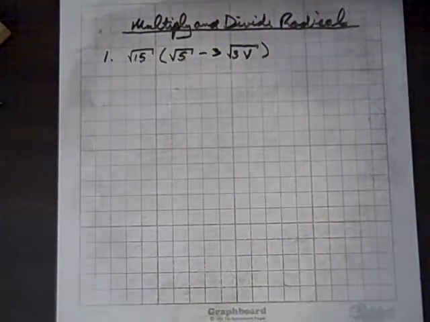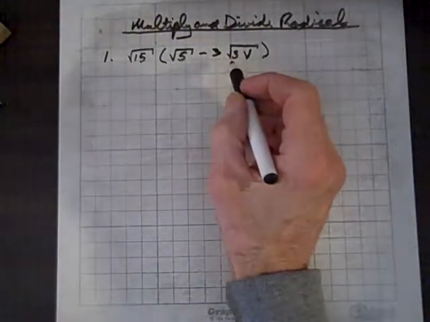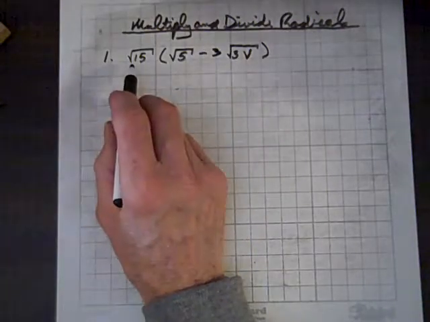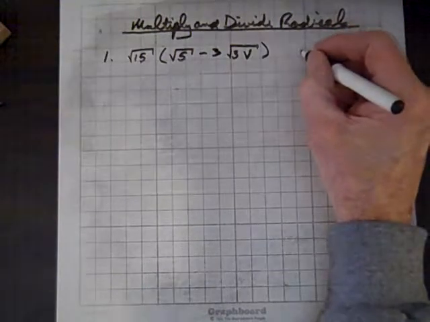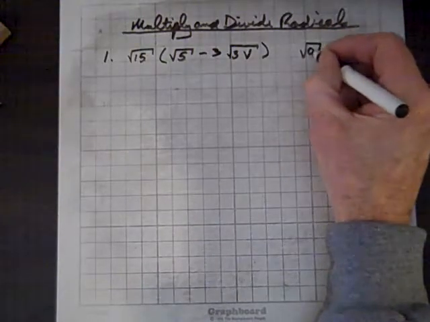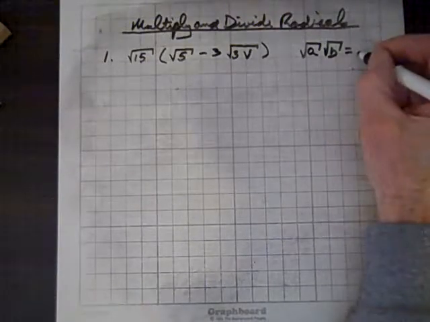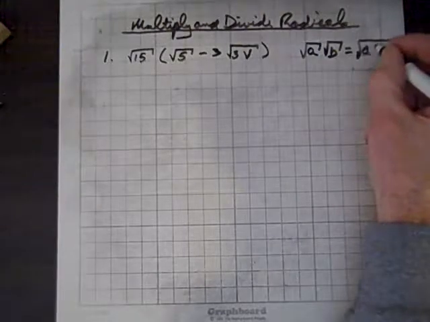Well, now we're going to multiply radicals, so you know how to use the distributive property. We'll multiply root 15 times each of these terms. And keep in mind, when you multiply root A times root B, that equals the square root of A times B.